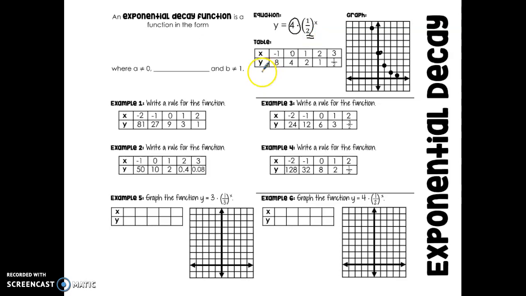So let's look at what happens when I'm solving for x equals -1. 4 times 1/2 to the power of negative 1. All right, you've got to think about what we know about negative exponents. That means I would take the reciprocal of this, so it's actually going to be 2 to the positive 1 over 1 to the 1. Or 4 times 2 is 8.